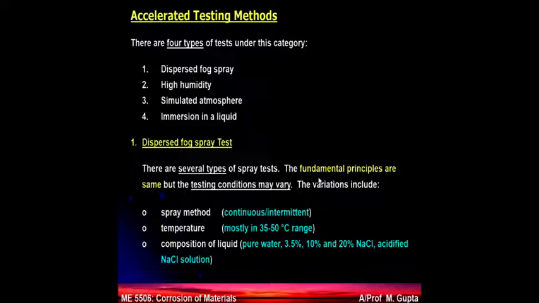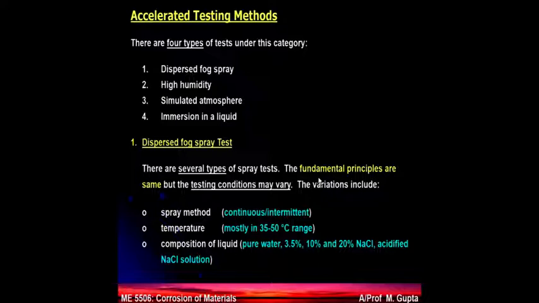So in the first method, for example, the dispersed fog spray method, it can be of different types. The types differ because of the way you spray the solution into an atmosphere, what kind of temperature you want to use, and what kind of composition of liquid you want to use. So there are many spray methods, but as I say here, the fundamental principles are all the same. And what are the fundamental principles?